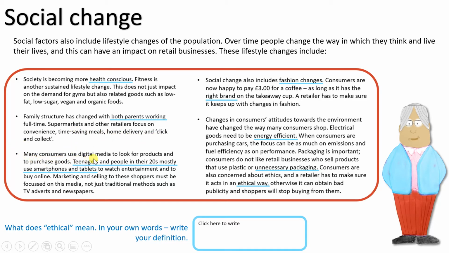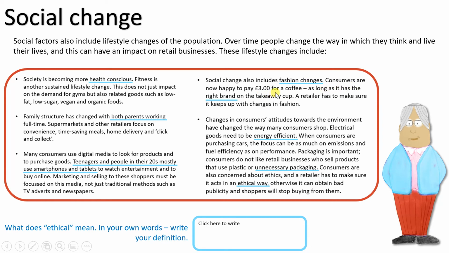Many consumers use digital media to look for products and to purchase goods. Teenagers and people in their 20s mostly use smartphones and tablets to watch entertainment and to buy online. Marketing and selling to these shoppers must be focused on this media, not just traditional methods such as TV adverts and newspapers. Social change also includes fashion changes.